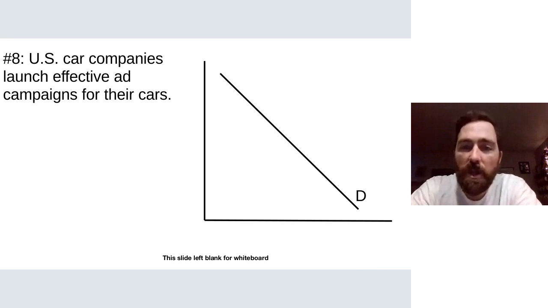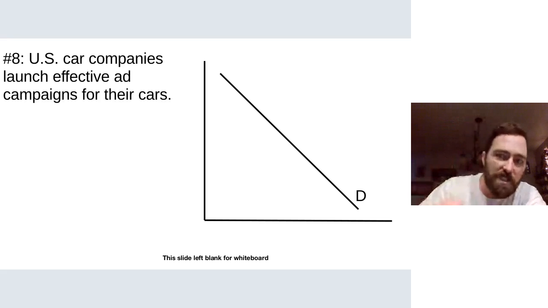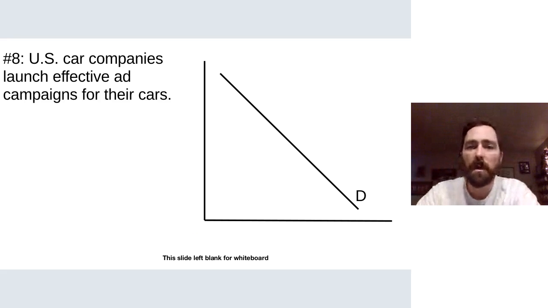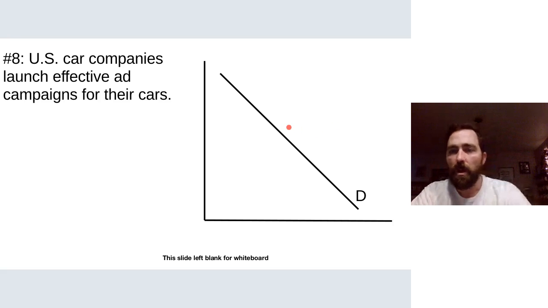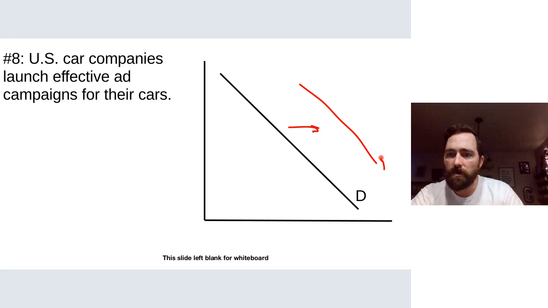Last one. Number 8, U.S. car companies launch effective ad campaigns for their cars. Pause the video. Think about the effect this would have on the demand for U.S.-made cars. Go ahead and graph it out. Okay, so we got a lot of increases here, right? Okay, let's try and make this one really good. Oh, man, we're not off to a good start. D to D1. There we go. Rightward shift. Remember, to the right. Increase. Okay, increase in demand.